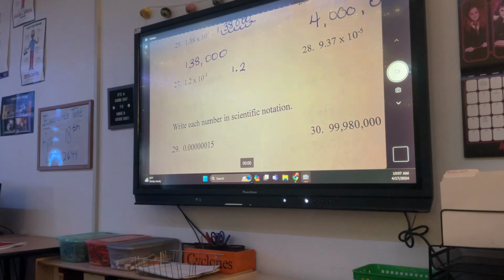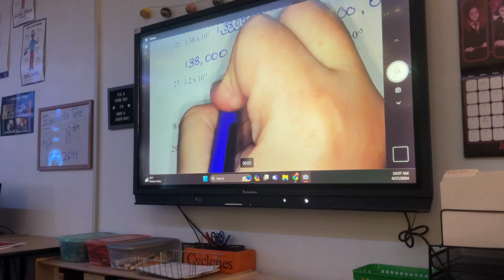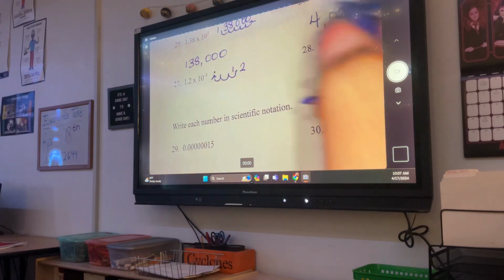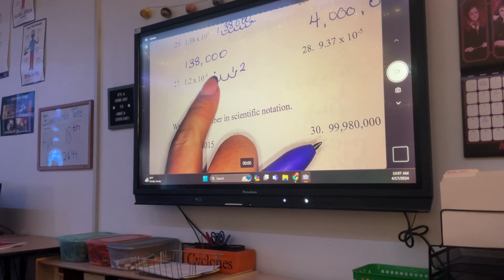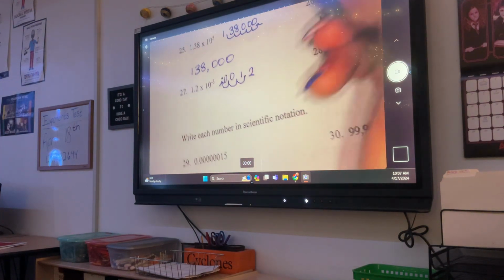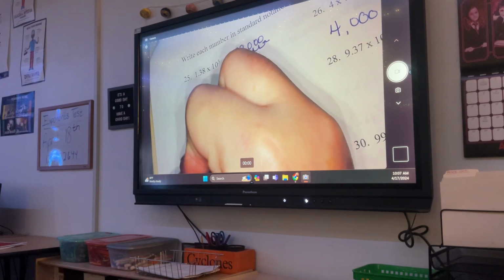So again, if you need to rewrite it, you can, but you don't have to. So you would move it 1, 2, 3 times. And don't forget to put it back. Some of you guys did this, but then didn't put your decimal. So make sure you do that. So this made 1, 2 zeros. So 0.0012.